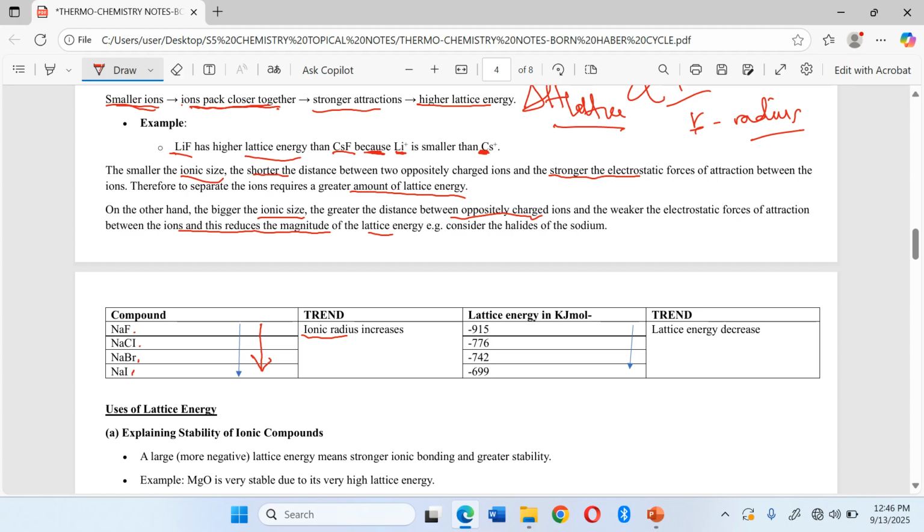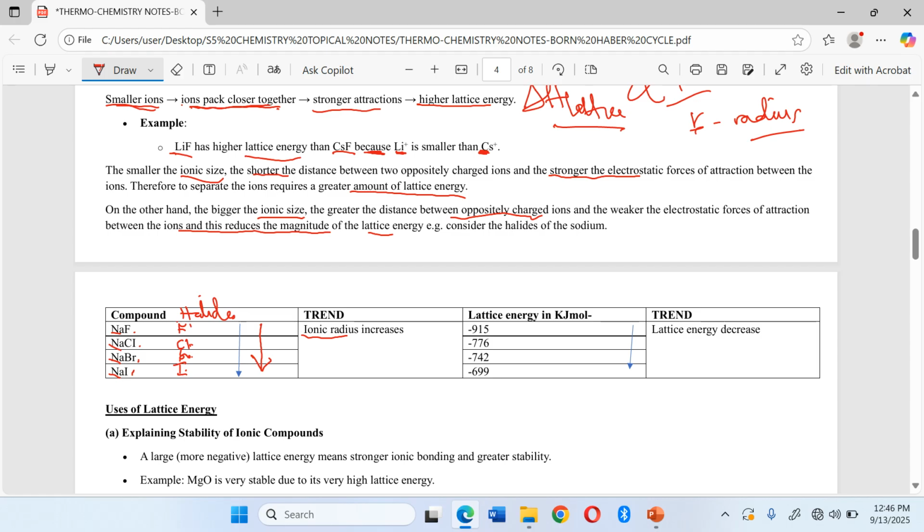You recall, we are looking at ionic radius of what? Of these halides, the halides. Because for sodium it is the same size, so the difference is on these anions: fluorine, chlorine, bromine, and iodine. Iodine is bigger than bromine, bromine bigger than chlorine, chlorine bigger than fluorine. So ionic radius increases down the group.